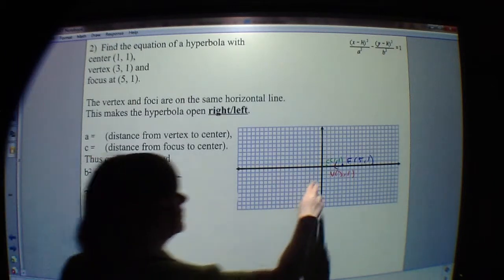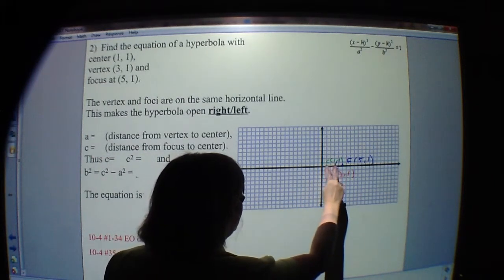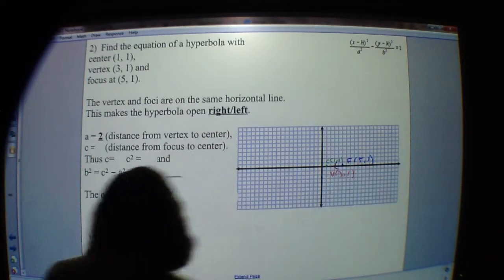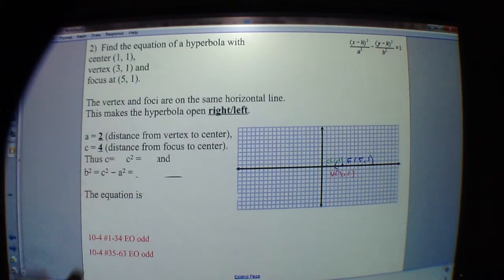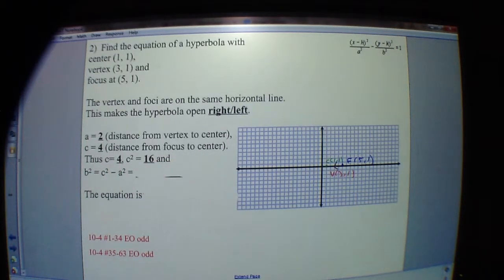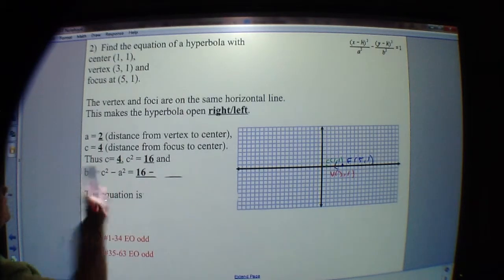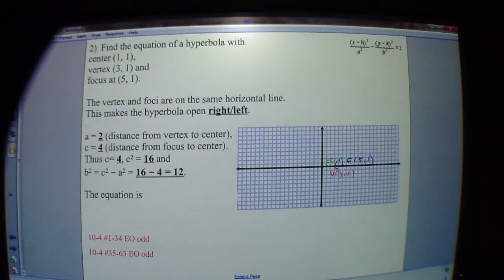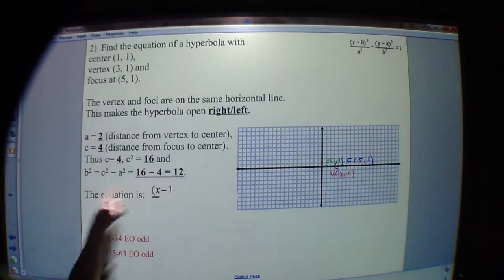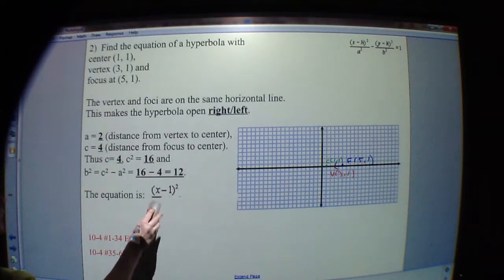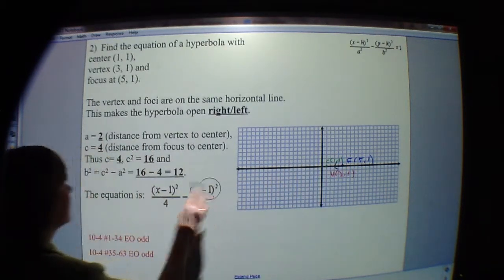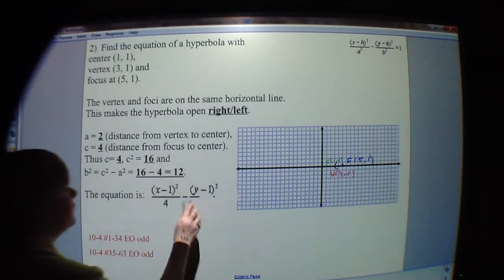a is the distance from the center to the vertex, so from (1, 1) to (3, 1), that distance is 2. Center to focus, going from 1 to 5, is 4. So that's my c. c is 4, c squared is 16, a squared is 4. So b squared is equal to 16 minus 4, which is 12. Opening right and left, my x squared goes first: (x minus 1) quantity squared over a squared, 4, minus (y minus 1) quantity squared over b squared, which is 12, is equal to 1.